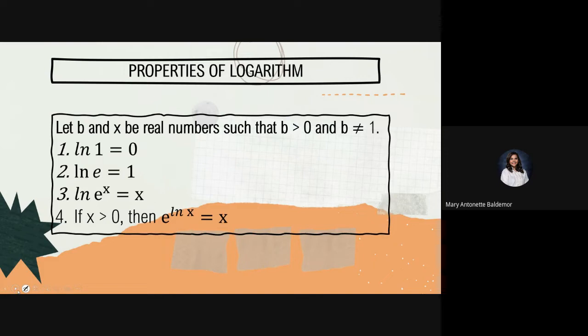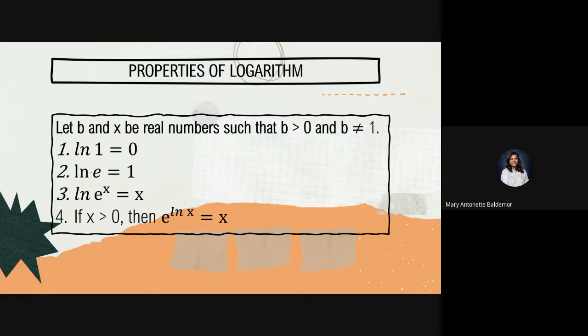Next, for the properties of logarithm, so this is for natural logarithm. So we are using ln. So the base here is e. So let b and x be real numbers such that b is greater than 0 and b is not equal to 1. So first, ln 1 is equal to 0.